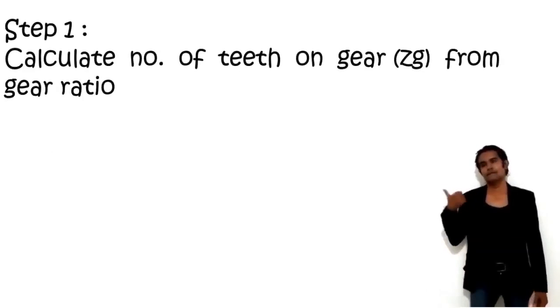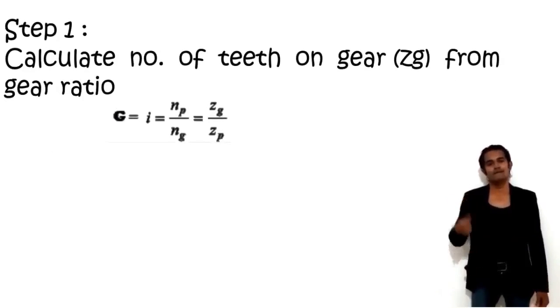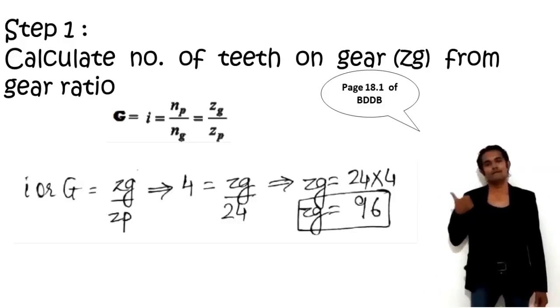First step is to calculate the number of teeth on gear ZG, right? So gear ratio is ZG upon ZP. We have ZP, we have G. So from this we can find out ZG. So 24 is number of teeth on pinion and 4 is the gear ratio. See, we can find out ZG as 96. This formula you can find on page number 18.1 of Bhandari design data book.